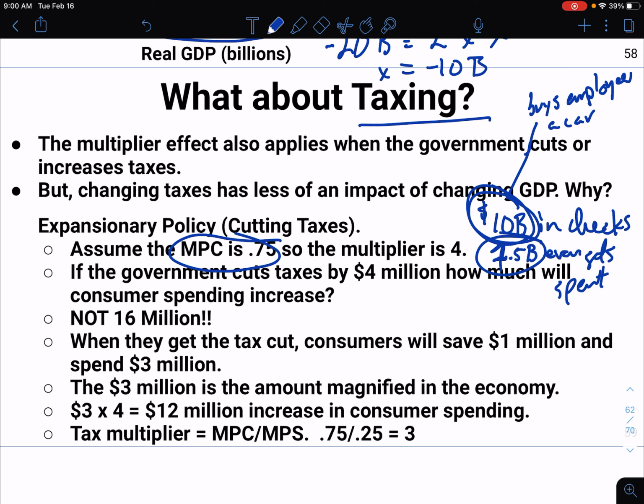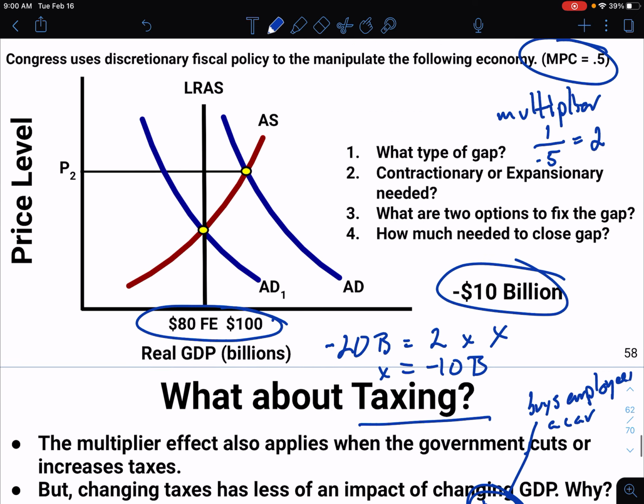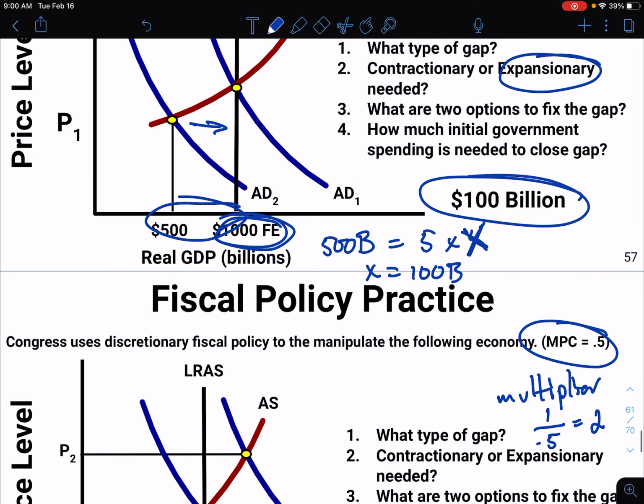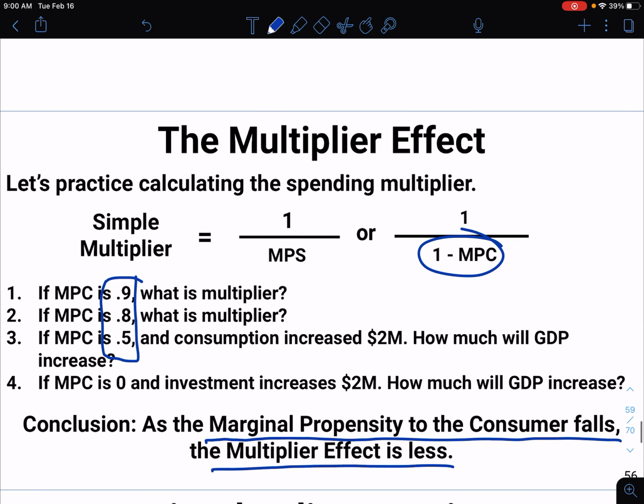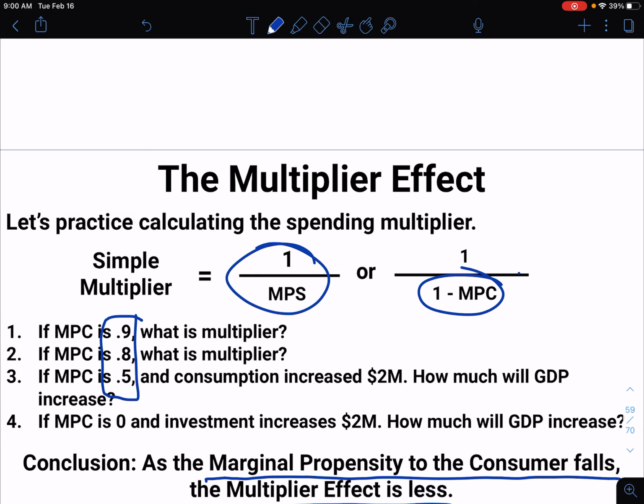So what that means is we have a different multiplier. The simple multiplier is 1 over MPS, or 1 over 1 minus MPC.